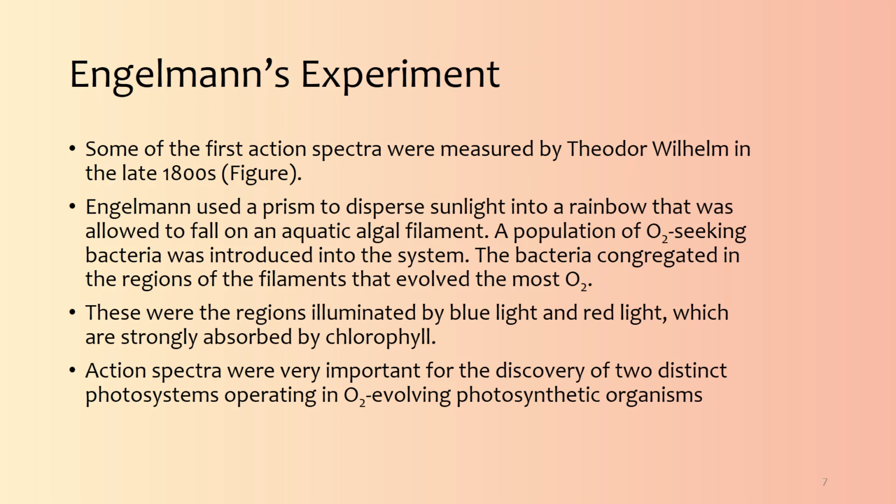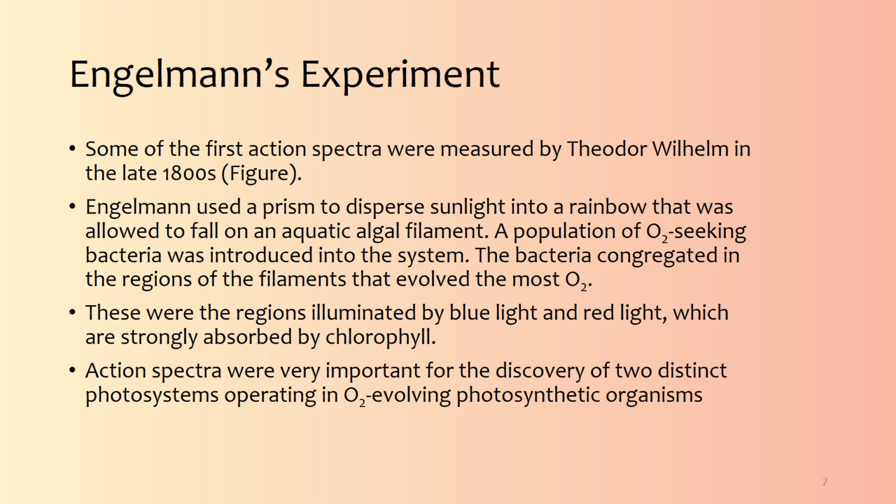Engelmann Experiment. Some of the first action spectra were made by Theodor Wilhelm Engelmann in the late 1800s. Engelmann used a prism to disperse sunlight into a rainbow that was allowed to fall on an aquatic algal filament. A population of oxygen-seeking bacteria was introduced into the system. The bacteria congregated in the regions of the filaments that evolved the most oxygen. These were the regions illuminated by blue light and red light, which are strongly absorbed by chlorophyll.